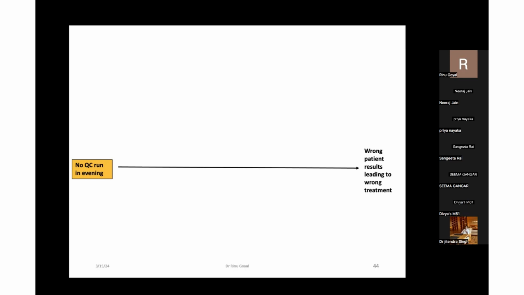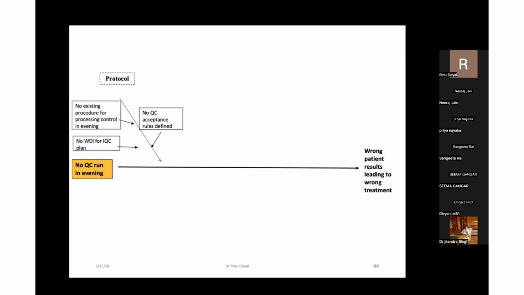So one fine day, they realize that because the QC run is not there, many results were released in the evening. Because it is a hospital-based laboratory, a 24/7 laboratory, the samples processed in the evening or late hours, if they are released, may go wrong and may go undetected. So this is the problem statement. The failure mode is that they are not running QC. And if something goes wrong, the patient results will be wrong.